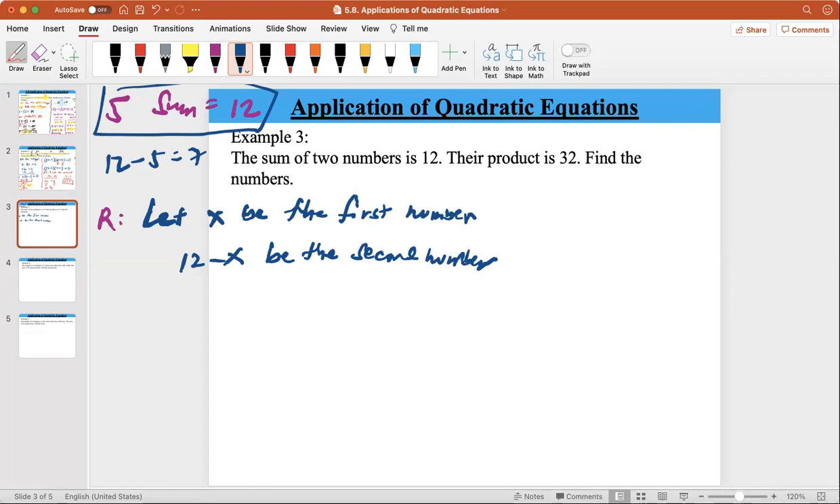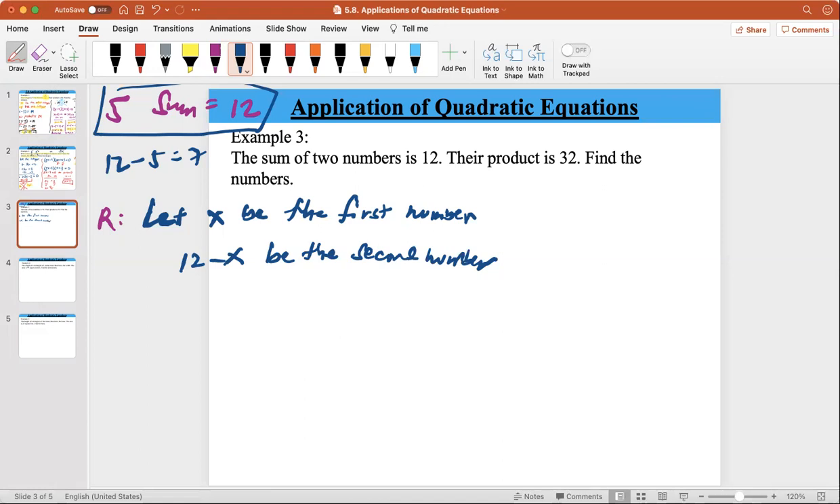What if you have this? If the sum of two numbers is 16, how do you represent the two numbers? x, your first number, and how about the second number? 16 minus x. But here the sum is 12, so you represent the first number as x and the other number as 12 minus x. What if the sum is 25? How do you represent the two numbers? Automatically the first one will be x, and the other number will be 25 minus x.